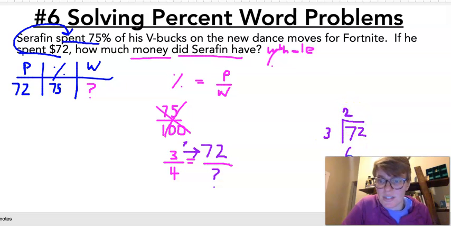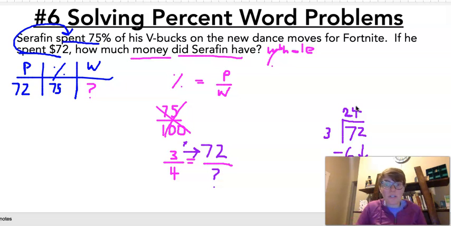3 times 2 is 6. I subtract, I get 1, and I bring down that 2. I now have how many 3s are in 12, and that's going to be 4. What this means is that each one of those 4s is representing $24. So I know that I can do 3 times 24.